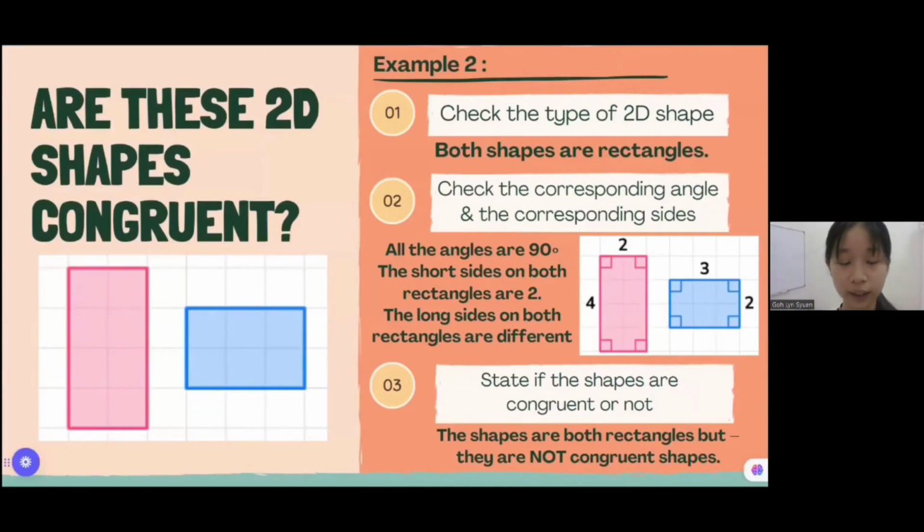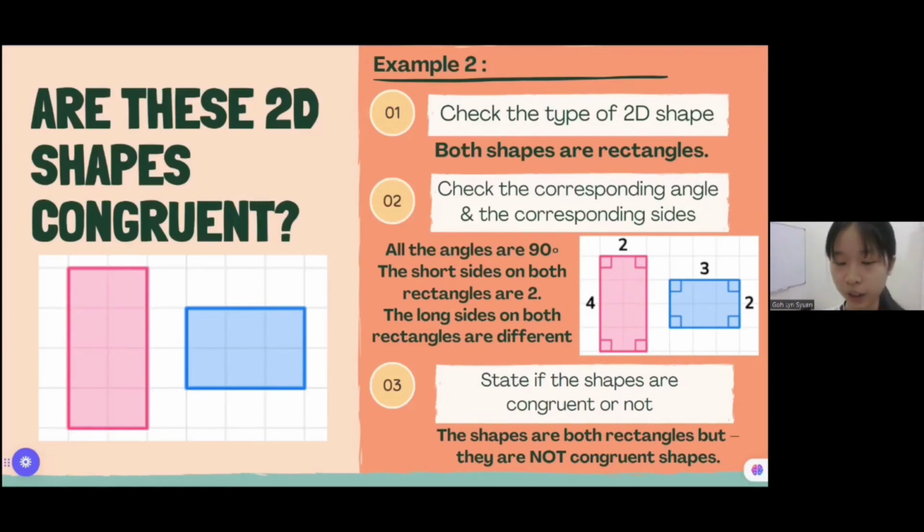Now let's look at the second example. We can see that there are another two shapes here. Are these 2D shapes congruent? As said before, firstly, we need to check the type of 2D shape. We can clearly see that both of the shapes are rectangles. Secondly, we check the corresponding angles and the corresponding sides. All of the angles in both of the shapes are 90 degrees. We can see that the short sides on both rectangles are 2. But for the long sides, they are different. On the pink rectangle, the long side is 4, but on the blue rectangle, it's 3.